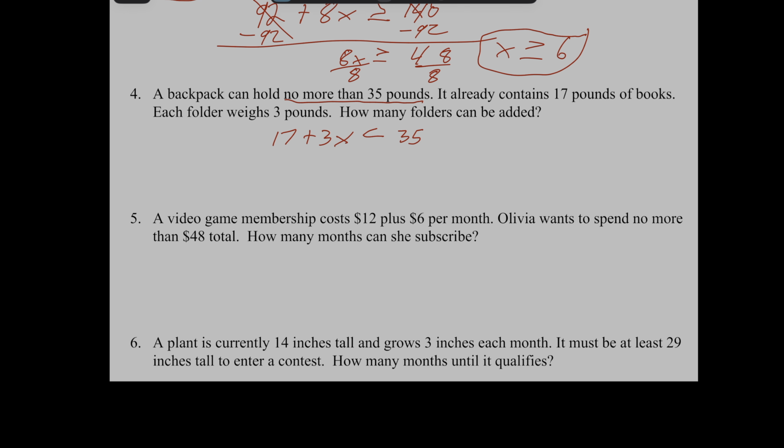Can it be 35? Yeah, it can. All right, it can be 35, but if it goes over, it's going to fail. So let's subtract 17 from both sides. 3x needs to be less than or equal to 18. Once I divide everything by 3, I'm going to get x less than or equal to 6.